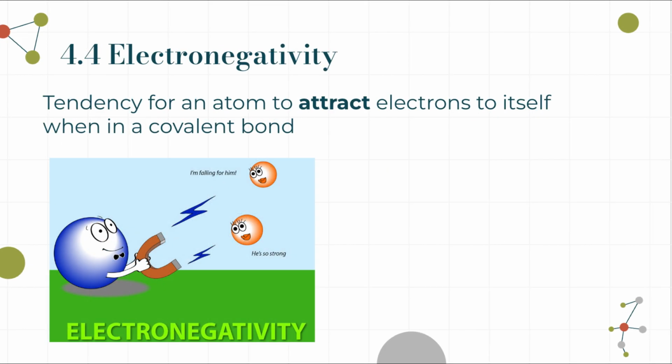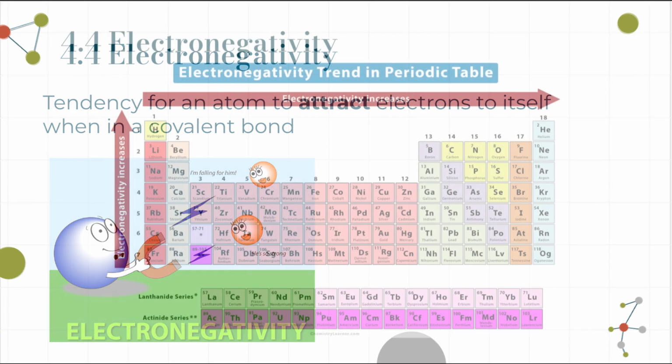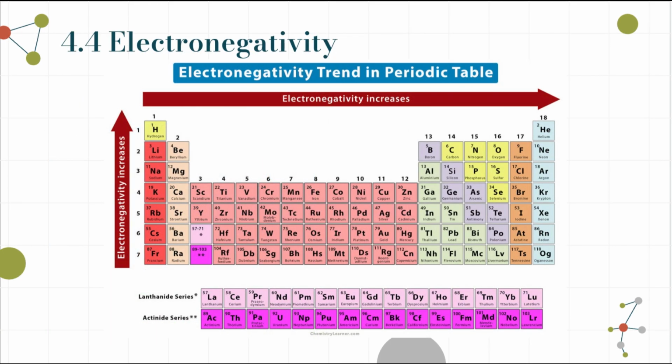Last up is 4.4 on electronegativity. It is essentially the tendency for an atom to attract electrons to itself when in a covalent bond. This is just the periodic table but labeled in terms of electronegativity. We can see that electronegativity increases across a period from left to right. This means elements on the right, like fluorine, are more electronegative than those on the left, like lithium. Electronegativity also increases up a group from bottom to top. For example, fluorine on the top of group 17 is more electronegative than iodine, on the bottom of group 17. The science behind why this happens will be explained next.